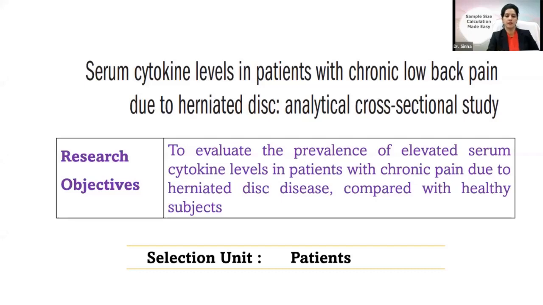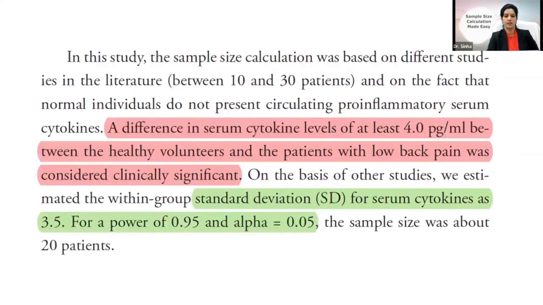This was one example: serum cytokine levels in patients with chronic low back pain due to herniated disc, an analytical cross-sectional study. Here the selection unit was patients. Just concentrate on the highlighted portion. A difference in serum cytokine level of 4 picogram per ml between healthy volunteers and patients with low backache was considered significant. On the basis of other studies, we estimated the within-group standard deviation for serum cytokine as 3.5. The power is 0.95 and alpha is 0.05. The calculated sample size, he has calculated this as 20.